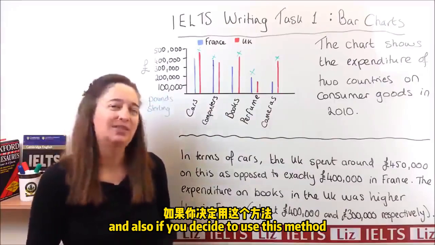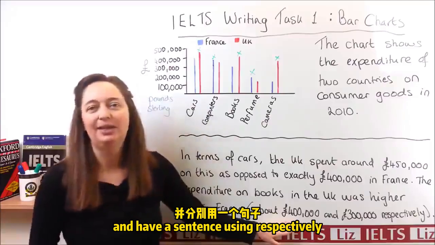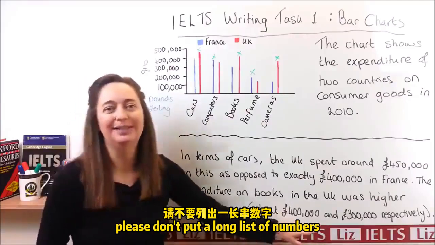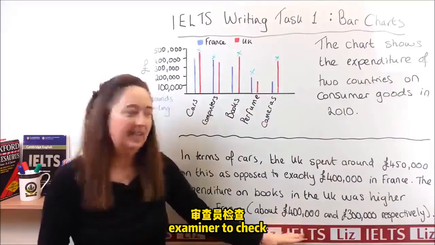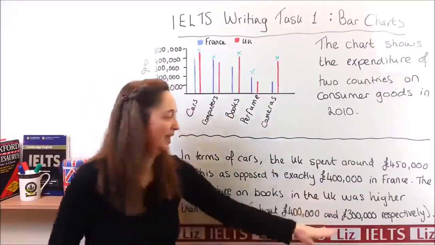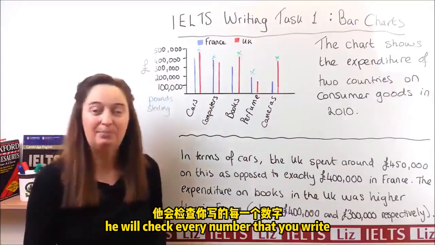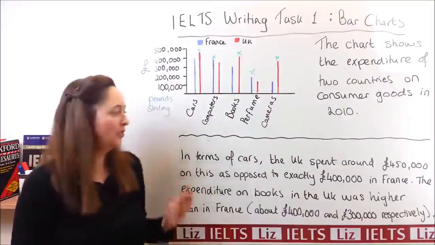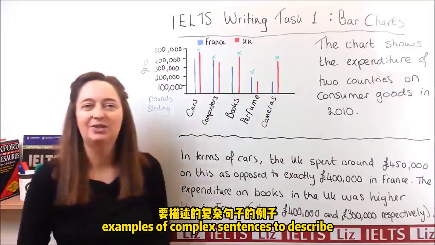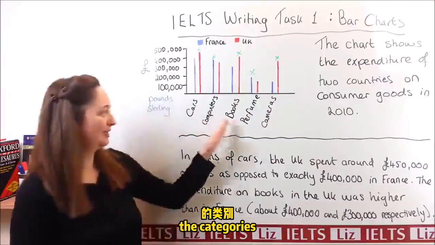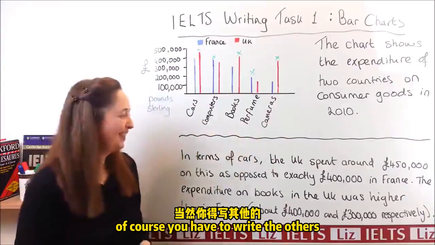And also, if you decide to use this method and have a sentence using respectively, please don't put a long list of numbers, because it becomes very difficult for the examiner to check. He has to go through each number and check that everything is correct. He will check every number that you write. So those are two examples of complex sentences to describe the categories in the body paragraphs. Of course, you have to write the others.